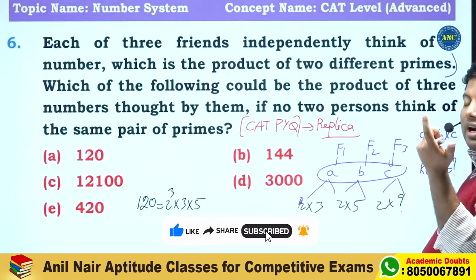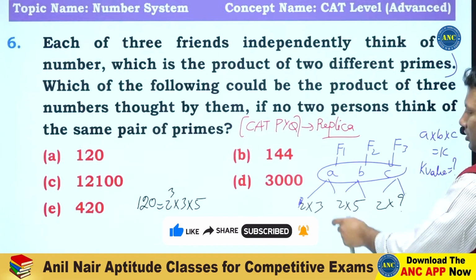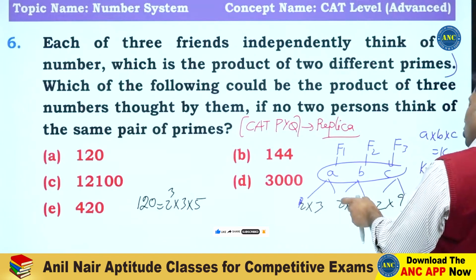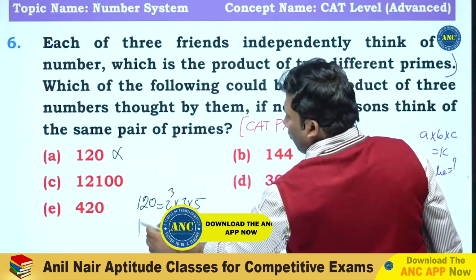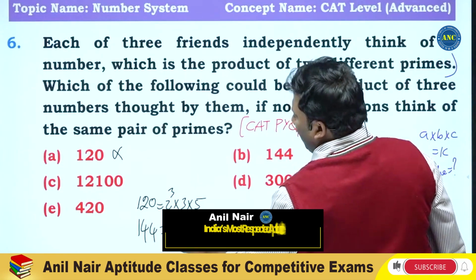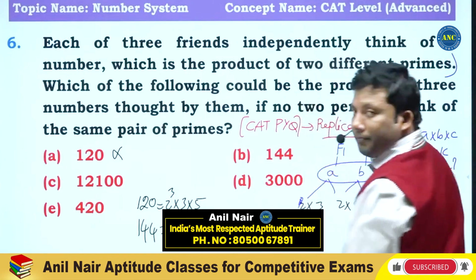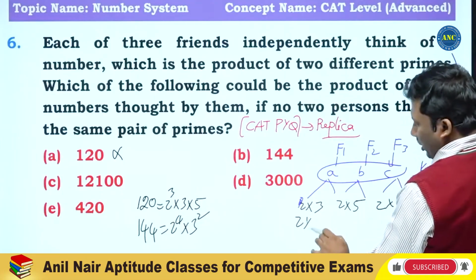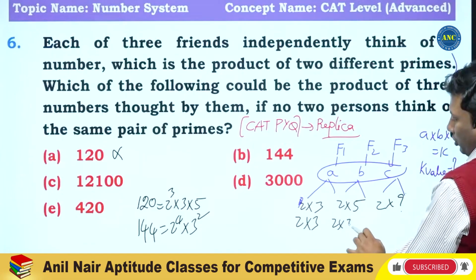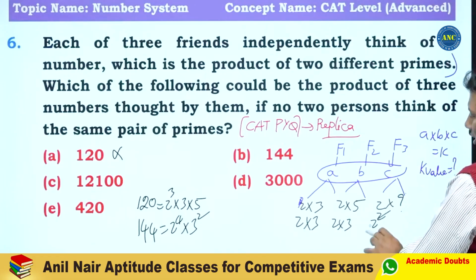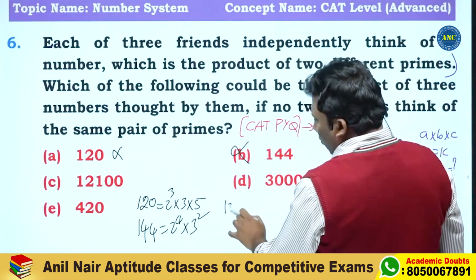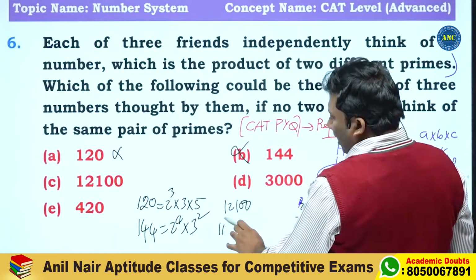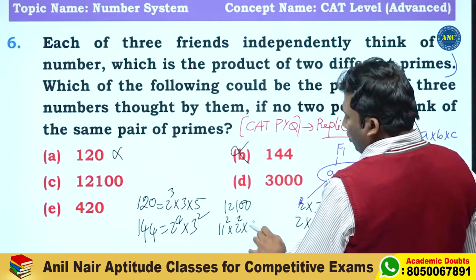Every number should be written as a product of two different primes. 2 into 3 I gave it here, 2 into 5 I gave it here, 2 I cannot. 144 is 2 power 4 into 3 square. So 2 into 3 I will give here, 2 into 3 I will give here, 2 square. It should be written as a product of two coprimes. It cannot be.